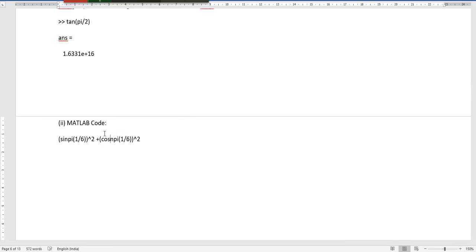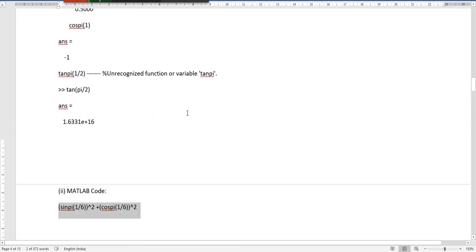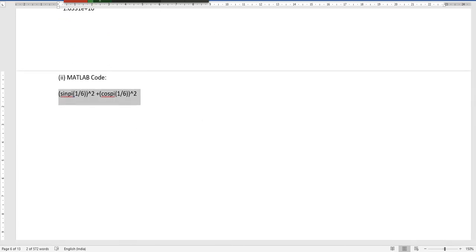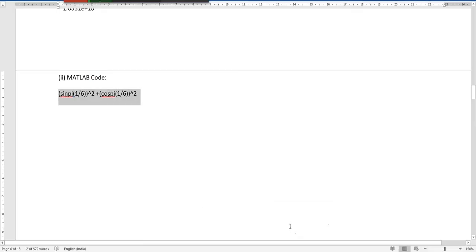Then we will evaluate this value, sin square pi by 6 plus cos square pi by 6. So what is the value? Guess it before finding the value. Sin square theta plus cos square theta equals 1, whatever theta is. So mathematically it is 1.